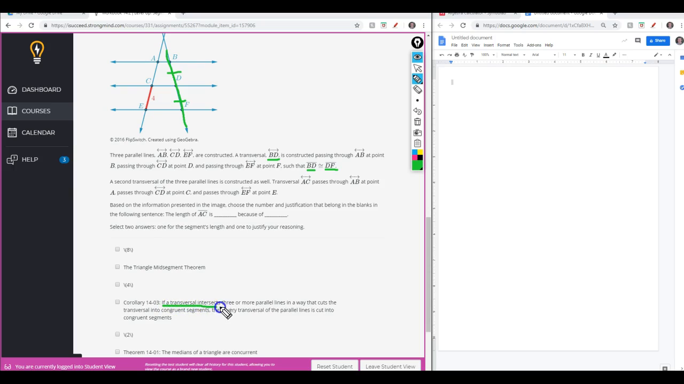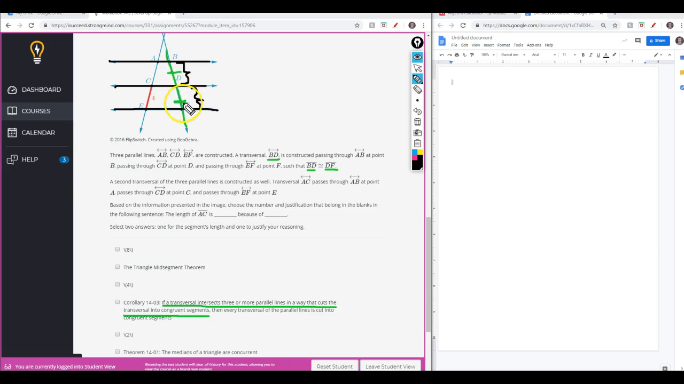If a transversal intersects three or more parallel lines in a way that cuts the transversal into congruent segments, so that's our first one. Here's our first transversal that's cut into congruent segments by the parallel lines. So again, here's our parallel line, here's the other parallel line. So this is the segment I'm talking about between the two parallel lines. Here's the third parallel line, and again, this is the other segment between the two parallel lines.